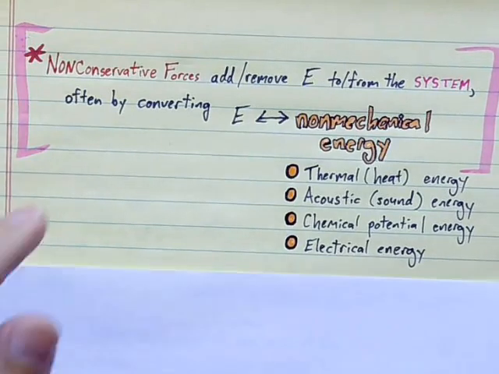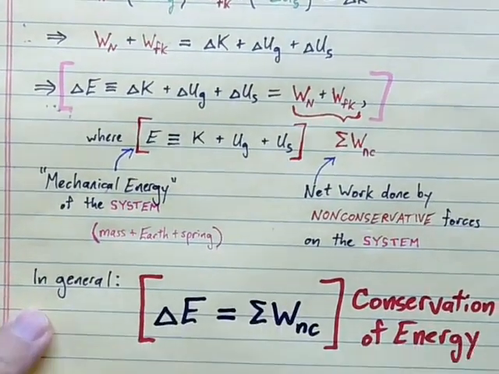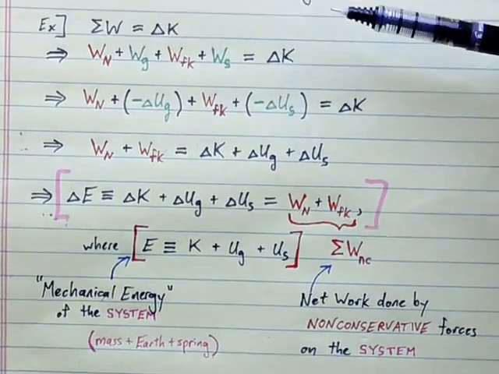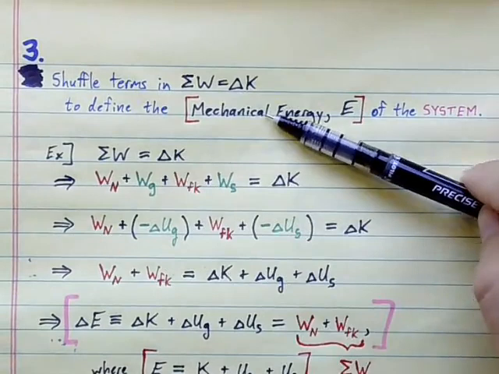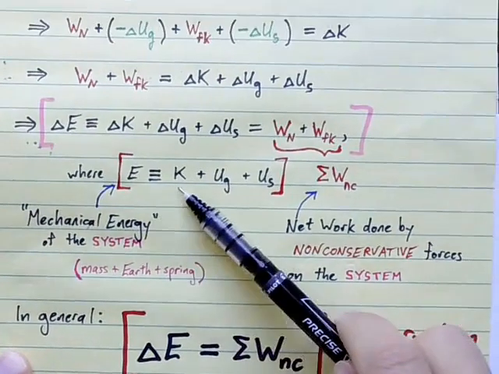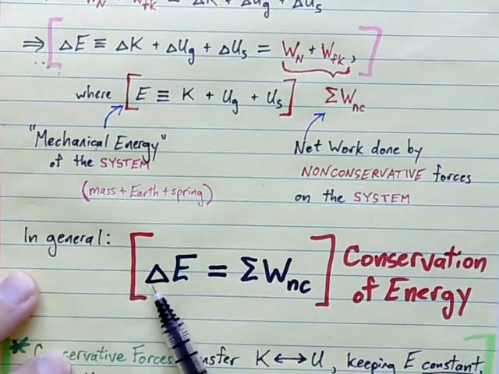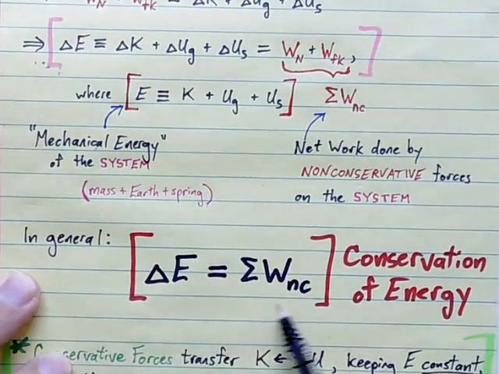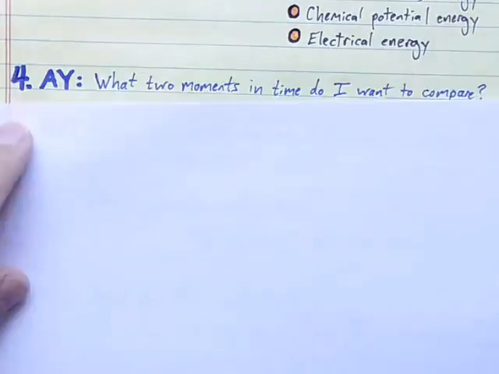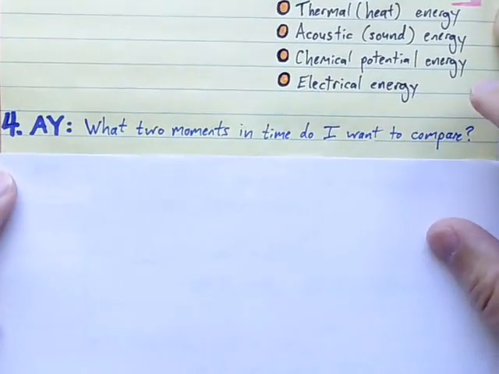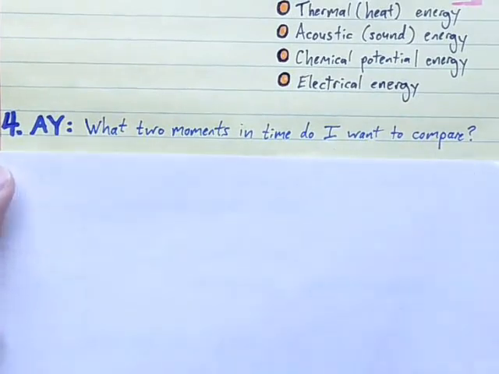Okay, so that was a bit of a discussion that started with us shuffling the terms here to define mechanical energy as the sum of the kinetic energies of the moving objects and the potential energies in the system, which led us to this statement. This becomes our conservation of energy equation to work with. Now, the next step, once you've got this, is to ask yourself, what two moments in time do I want to compare?